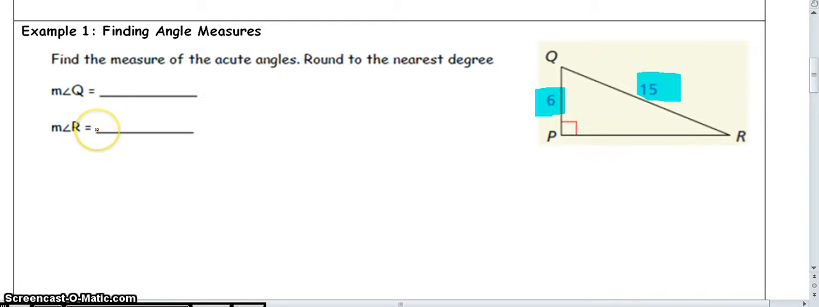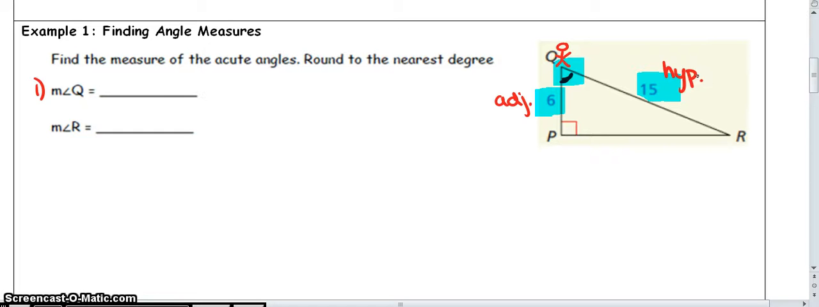Now these are both unknown, so if there are two different unknowns, we're going to have two different equations. Let's just start with one of them. Starting with the measure of angle Q, that's right here. I want to figure out what trig ratio represents the information I have, which is this angle, this side, and this side. If I'm looking at angle Q, this 6 is going to be the adjacent side to Q because it's right next to Q. I know this is next to it as well, but this is called the hypotenuse.